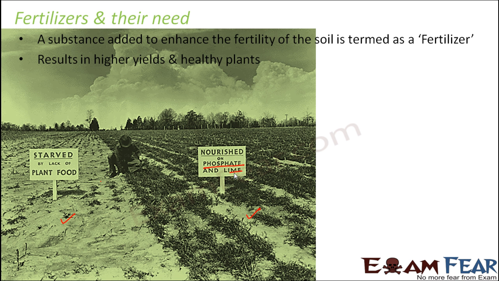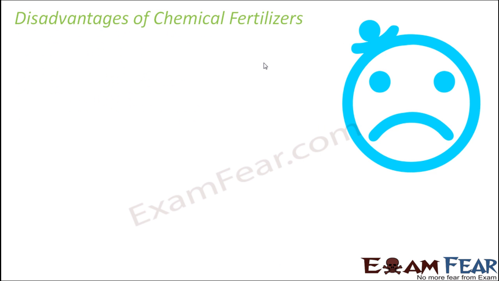Now, the use of fertilizer results in higher yields and healthy plants. That is why we use them, because the productivity increases and the plants are healthier. We do not get diseased plants. Now, there are certain disadvantages associated with chemical fertilizers. They are toxic. Why? Because those chemicals are meant to provide resistance against the disease-causing organisms, so obviously they have to be toxic.